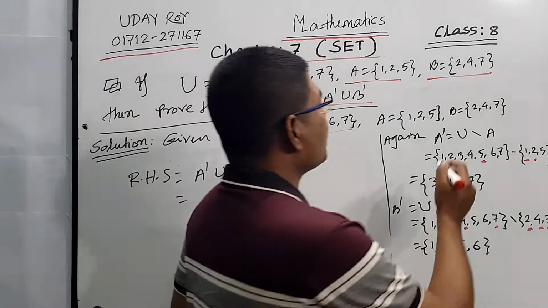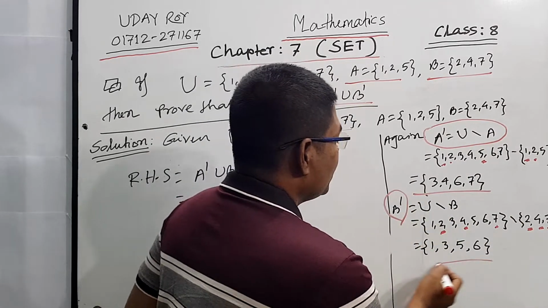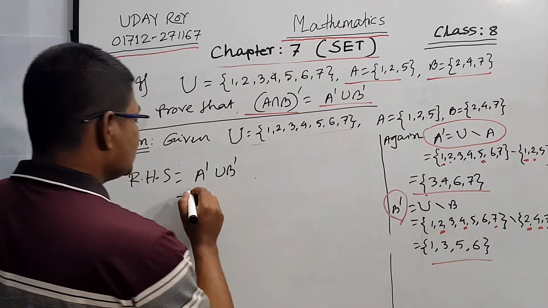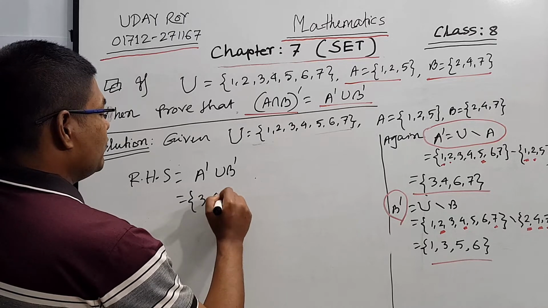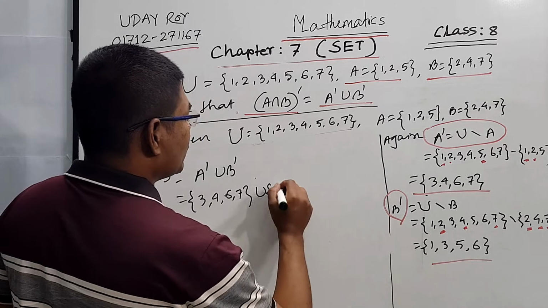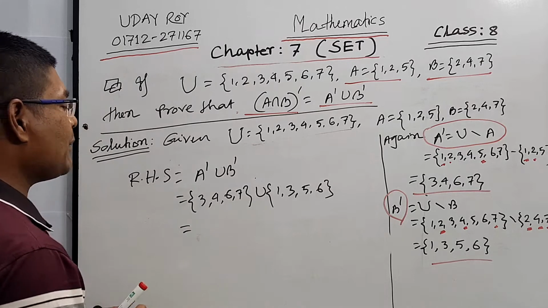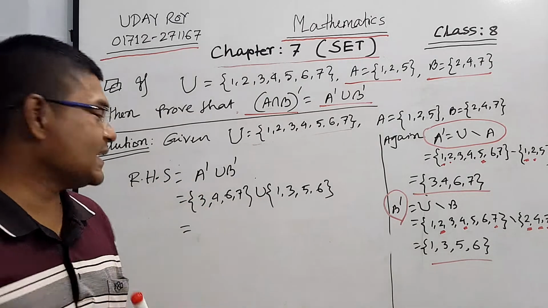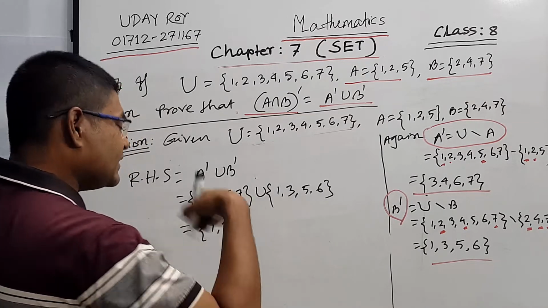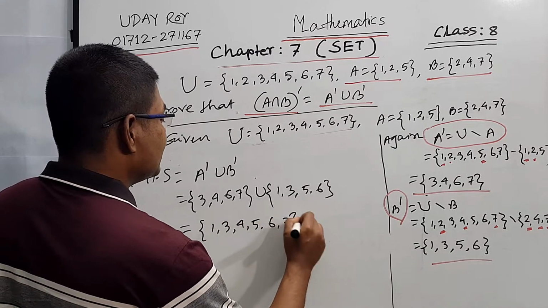We have got complement of A and complement of B. Complement of A equal to, we have got here is 3, 4, 6 and 7. Union, here is complement of B equal to 1, 3, 5 and 6. So we have got union means common and uncommon. 1, 3. Write serially 1, 3, 4, 5, 6 and 7.